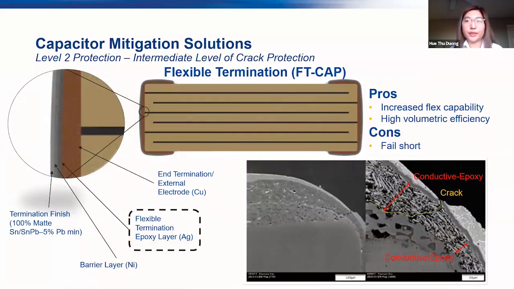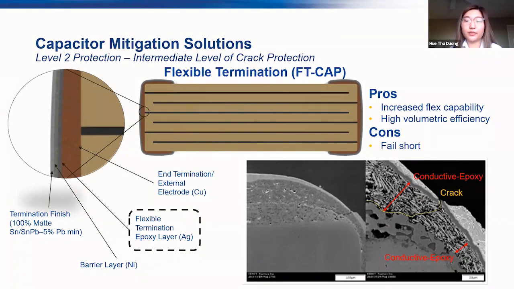The next level of crack protection is level 2, which is the intermediate level of crack protection and happens to be the most popular method. In this solution, a flexible termination, which is made of a conductive silver epoxy, is added as an additional layer between the nickel barrier layer and the copper termination. Now, by adding this flexible termination material, mechanical stresses can be absorbed by the termination and reduce the overall stresses on the ceramic body. This improves the overall flex handling capability of the capacitor.